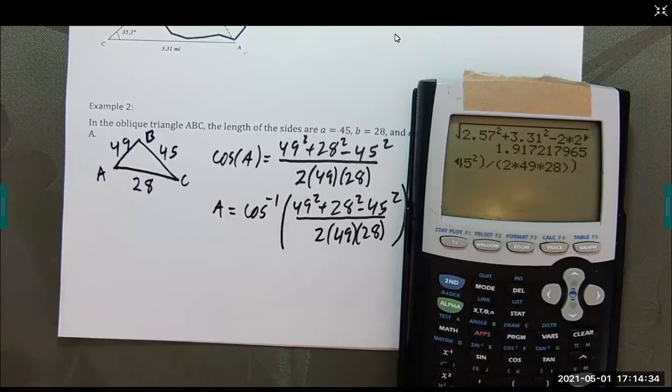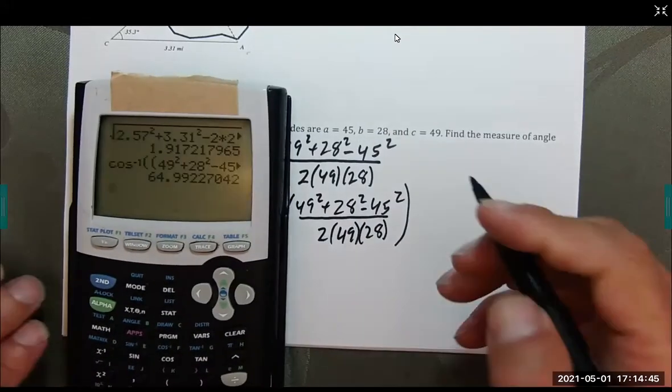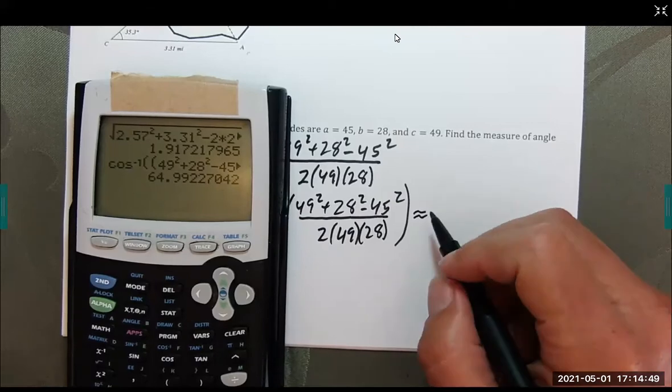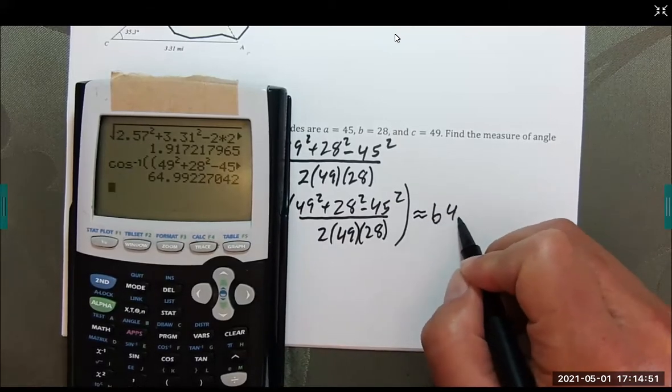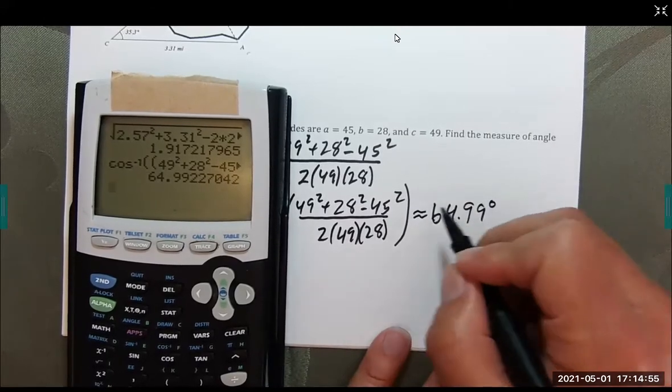So make sure that you practice exactly what we're doing here right now. So I got this, and this matches my notes, so I think we're okay. But yeah, do this a couple of times in your calculator, just for the practice. 64.99 it looks like. That's degrees.